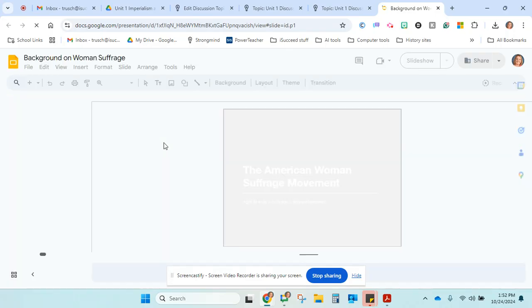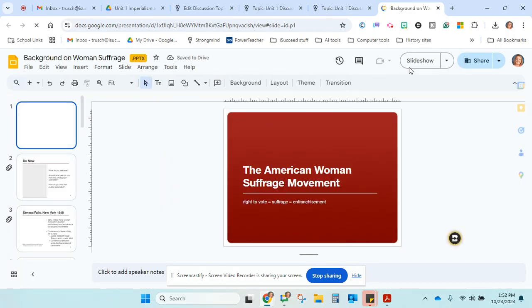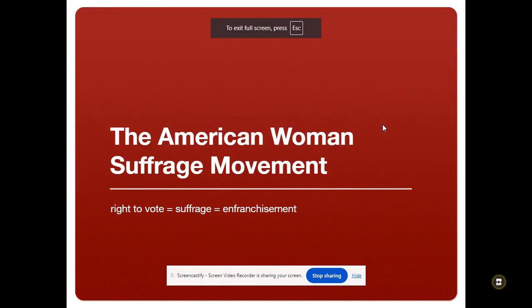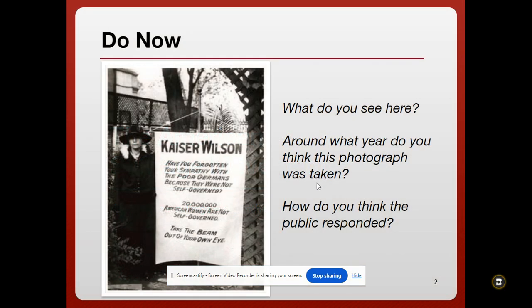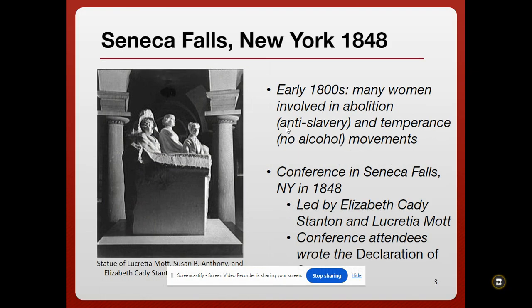The slideshow is very cool and it shows the background on the women's suffrage movement. Suffrage meaning the right to vote. Right here, it has a picture of this woman who asks, have you forgotten about your sympathy for the poor German because they were not self-governed? And here we are, and we're not in this either.